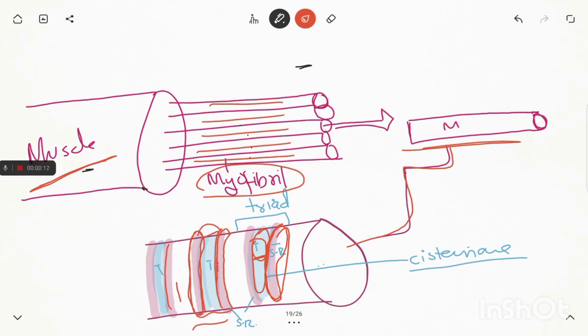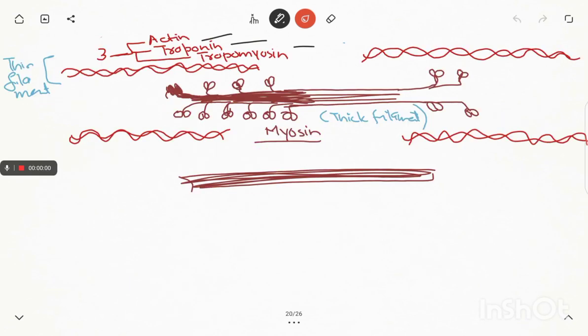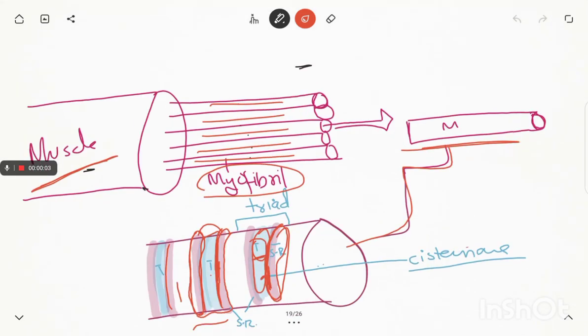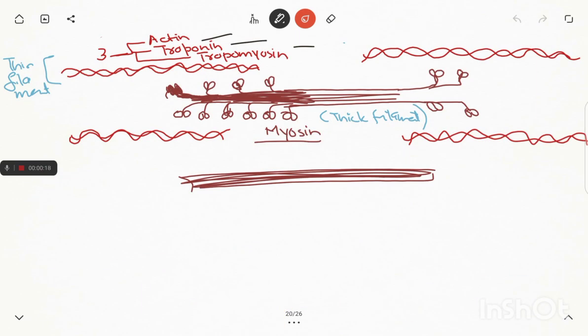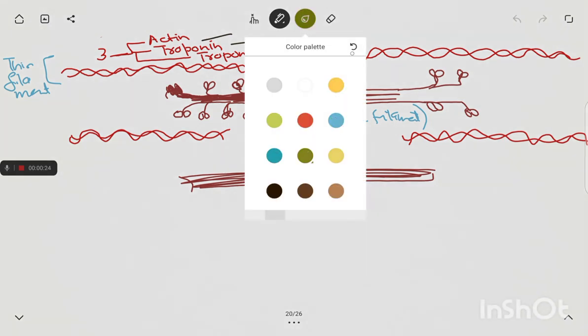The attachment of sarcoplasmic reticulum to T-tubule is through cisternae. Now this was the outer structure of myofibril. But when we go inside this cell, thick and thin filaments are present inside myofibril. So myofibril is covered by T-tubules and sarcoplasmic reticulum, but inside myofibril, thick and thin filaments are present. So now we study these thick and thin filaments.